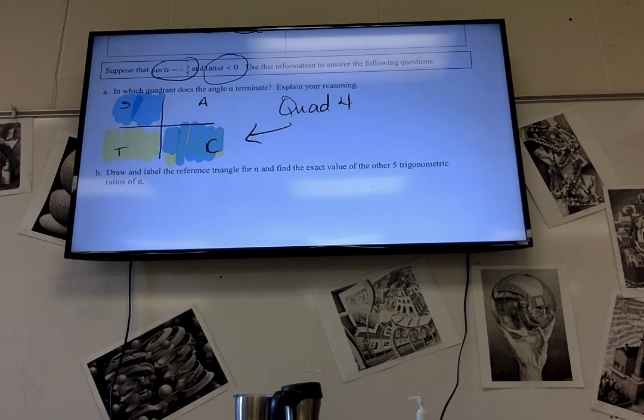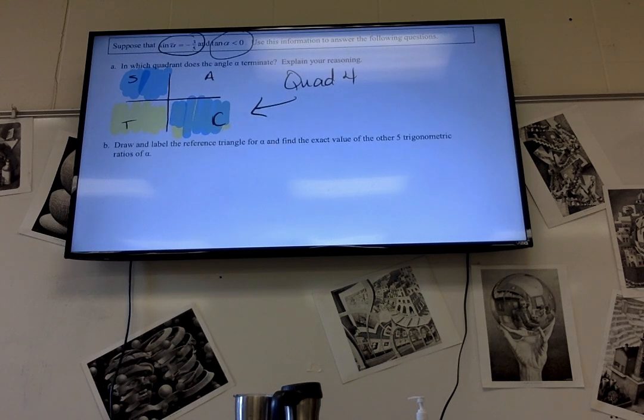And now we're going to draw and label that reference triangle. I know it's in the fourth quadrant. I'm not drawing it to scale. I'm just drawing a reference triangle. It's got to have a reference angle. Yes, ma'am. The adjacent side is 4. Yes. You're jumping ahead of me, but you're right.